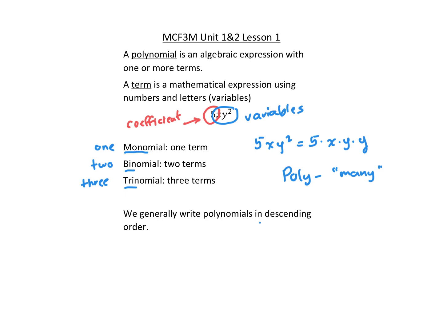And we generally write it in descending order, which means the highest power first. We don't have to, but you'll often see that. So if I had a polynomial expression, I might see the power 2 first, and then the power 1 next, and then the constant, which doesn't have a variable, last.